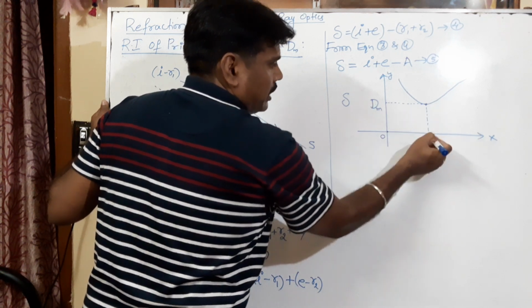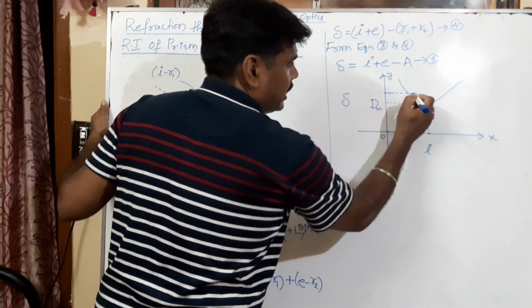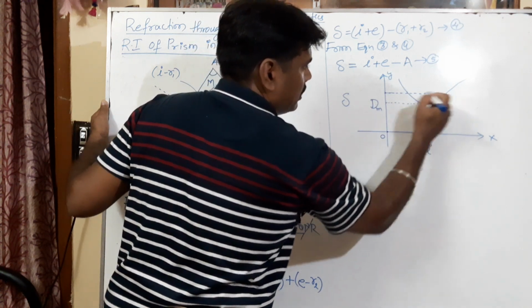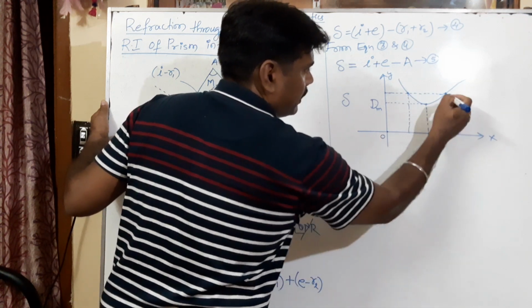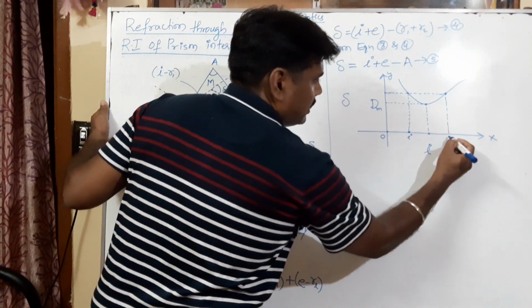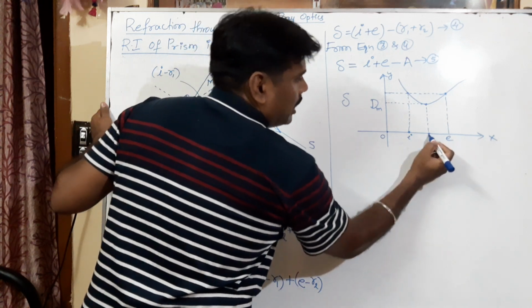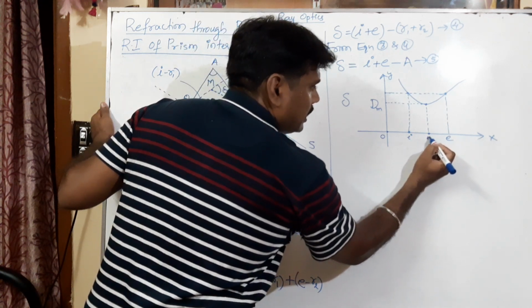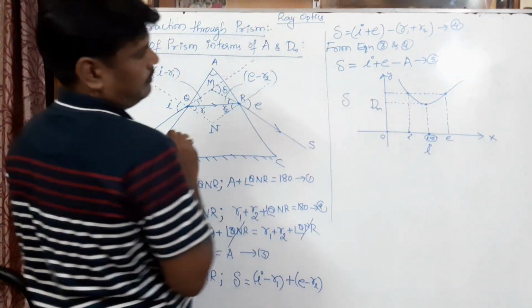Other than this point of angle of incidence, if I take any point, any deviation has two values of angle of incidence. It means this is I and this is E. This is the incident angle, this is the emergent angle. At this point only, I is equal to E. This is the speciality of this deviation.